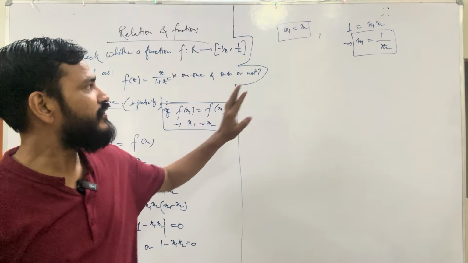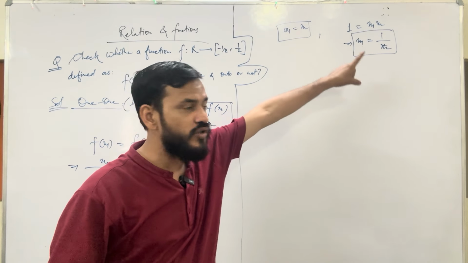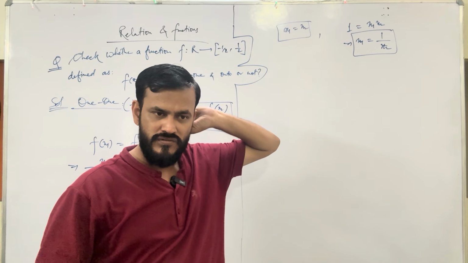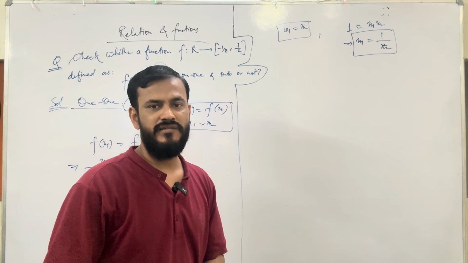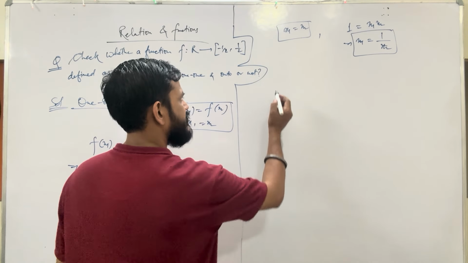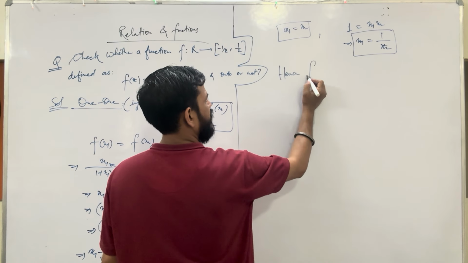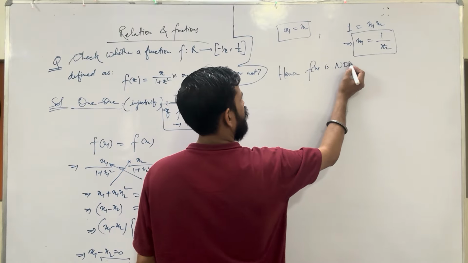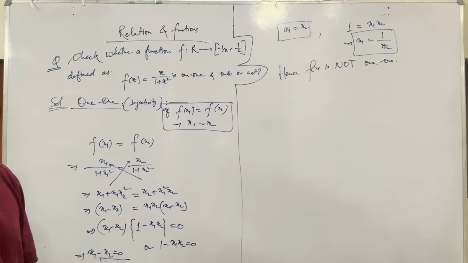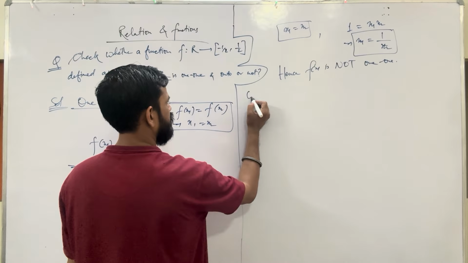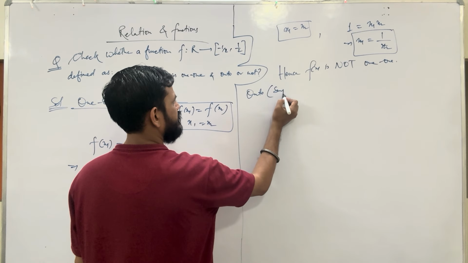So what do you see? We are getting x1 equal to x2, but we are also getting x1 equal to 1 by x2. That is, the first term is the inverse of the second. So it is not 1-1. Hence, f(x) is not 1-1, because we are getting two conditions, right? Two conditions are true. Now we come to the onto part, the surjectivity part.